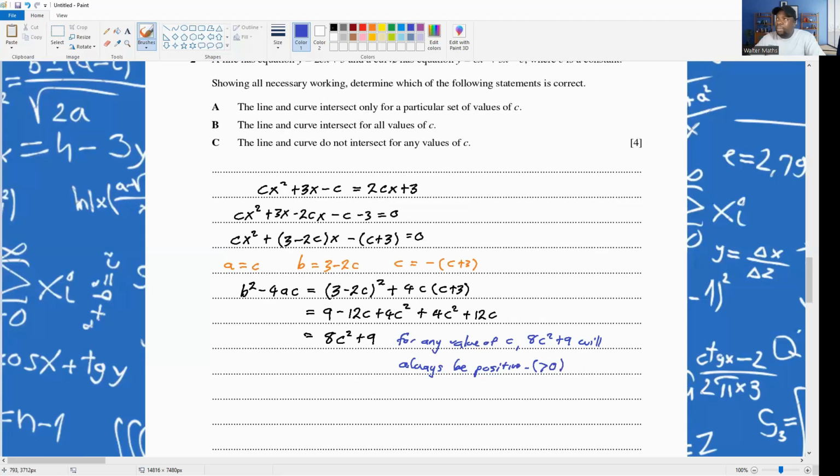So I'll say here, because of this, therefore, statement B is the correct one. So therefore, B is the correct statement. Okay, so that's the answer right here. That's the answer to this particular question. All right. Let's move on to the next question.